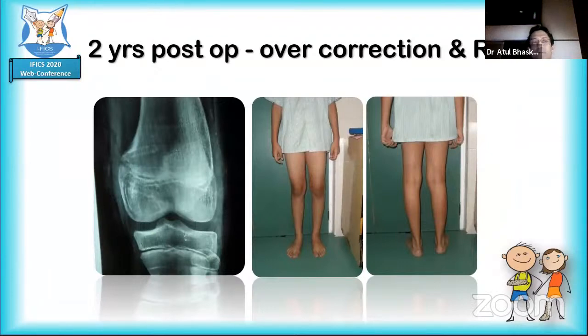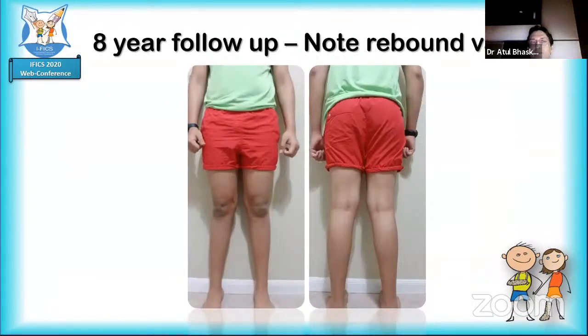So simply an 8-plate. And sometimes one can get this kind of correction by just stopping the tethering on the medial side by putting a plate on the opposite side. So it can kind of stimulate the physis. But this is not unusual. This is the 8-year follow-up. There's no rebound valgus. So any comments from the panel?